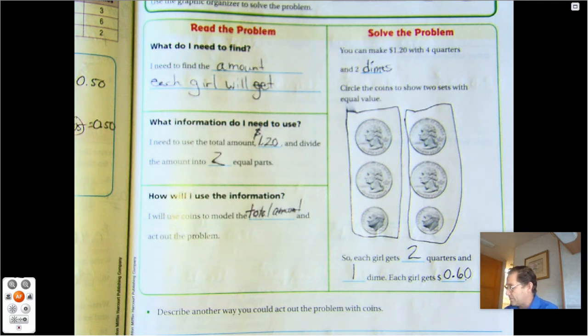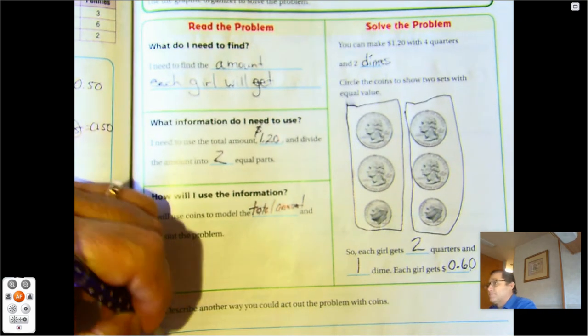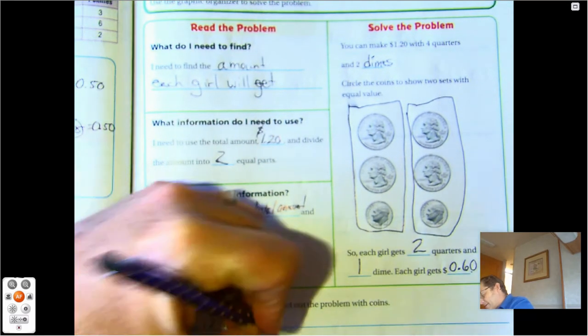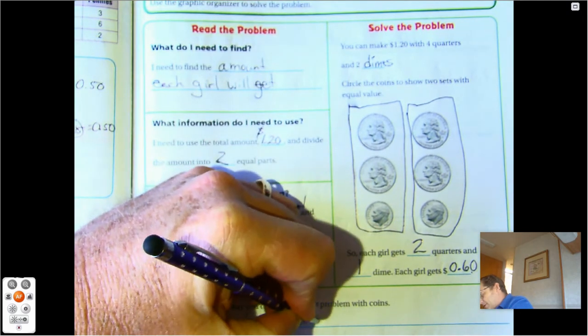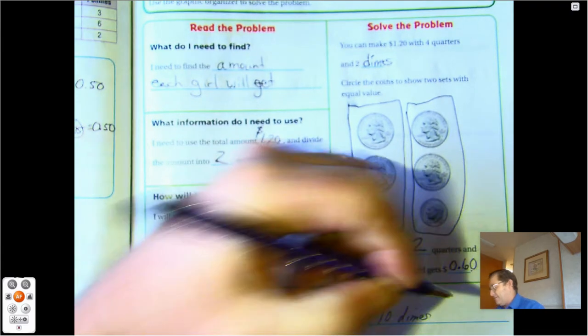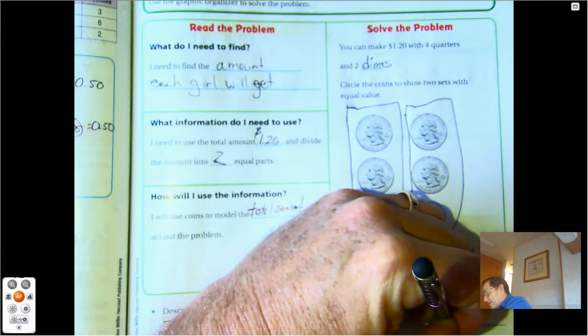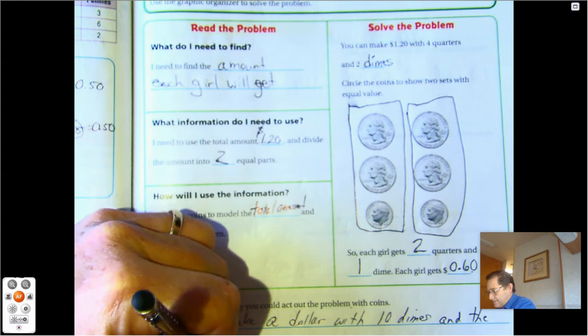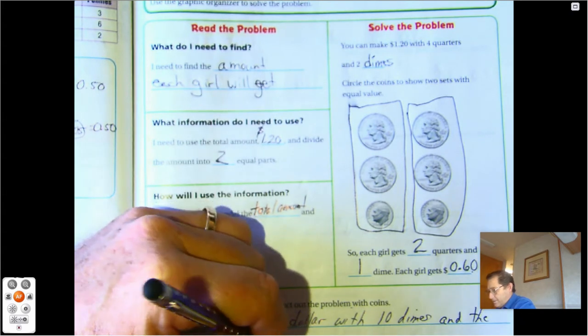Describe another way you could act out the problem with coins. Well, we could have a different amount of coins. We could say like 6 dimes for each. So let's say this. I could make $1 with 10 dimes and the 20 cents with 4 nickels.